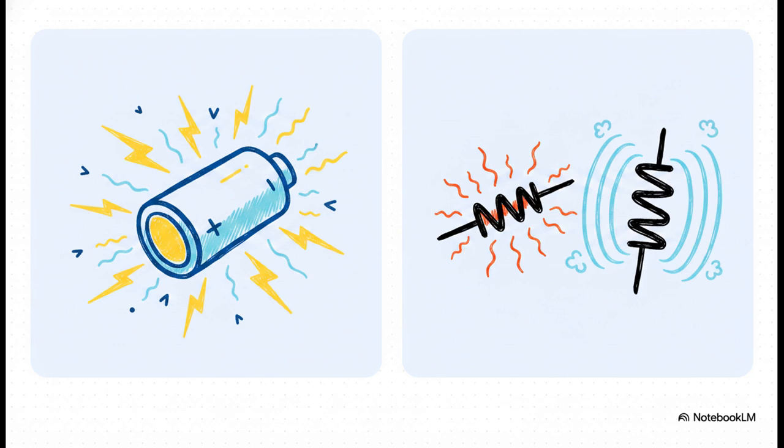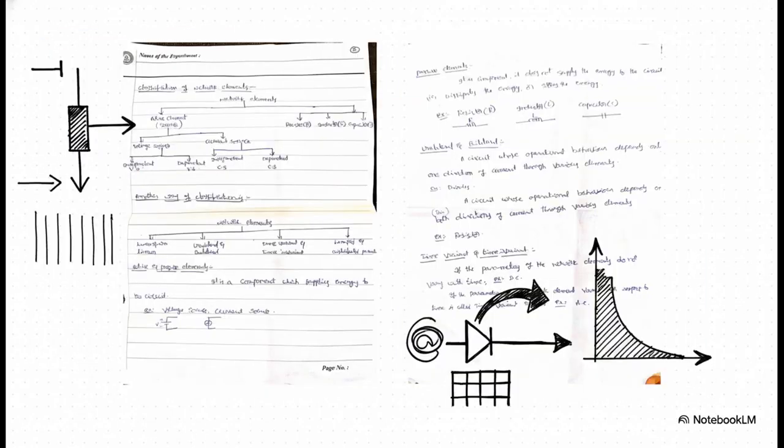Digging a little deeper into these notes, it's pretty cool how we can classify our characters even further, beyond just active and passive. We have elements that are linear versus nonlinear. A linear element, like a basic resistor, perfectly obeys the proportional rules of Ohm's law. But a nonlinear element, like a diode, acts a lot more like a one-way valve, totally changing its behavior depending on the direction of the flow.